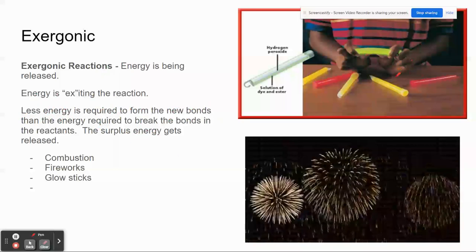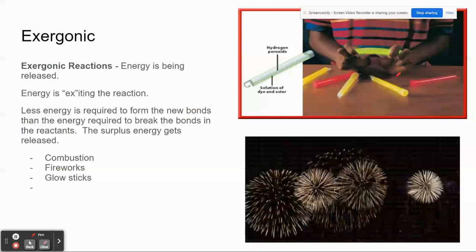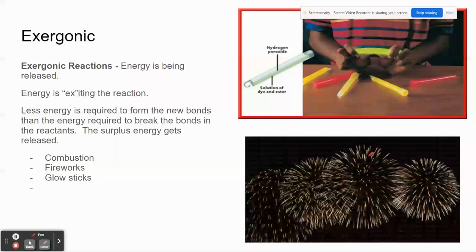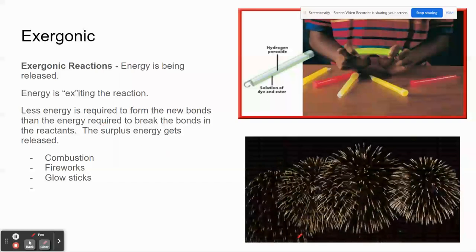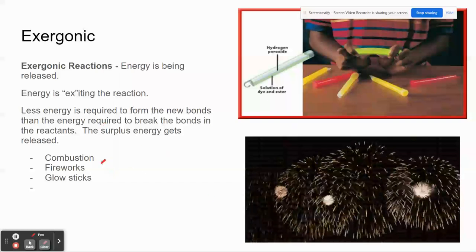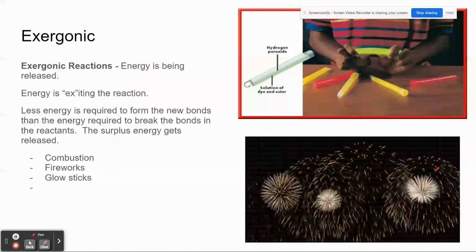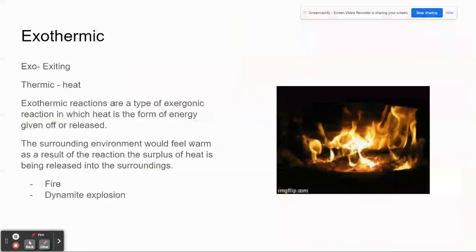Think of a glow stick. You crack that glow stick, and less energy is needed to form these new bonds, and so light is given off, energy in the form of light. A firework is an example of an exergonic reaction. You have a surplus of light, and once that reaction occurs, sound. There's a surplus of energy that is released because not as much energy is needed to form the new bonds.